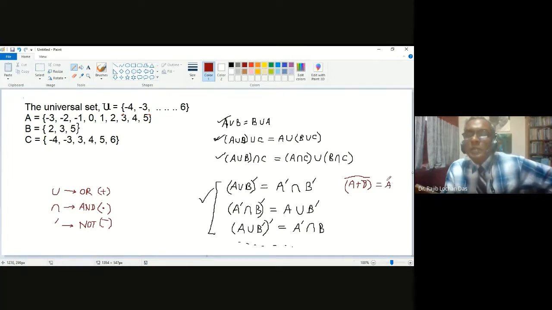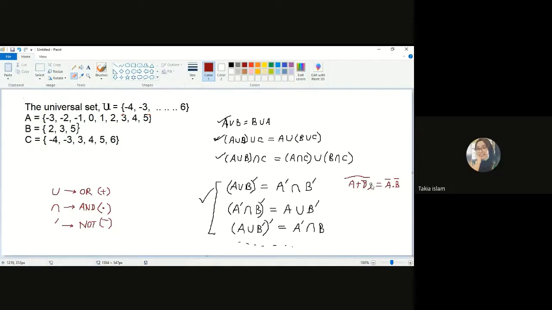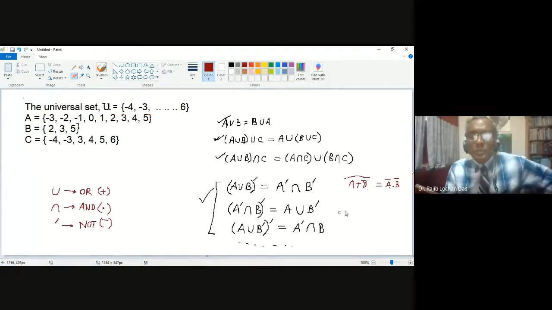It is A bar into B bar. Do you understand that, or you do not know? You do not understand? Yes, sir. We understand. You understand that? So what about the second? What about the second one?